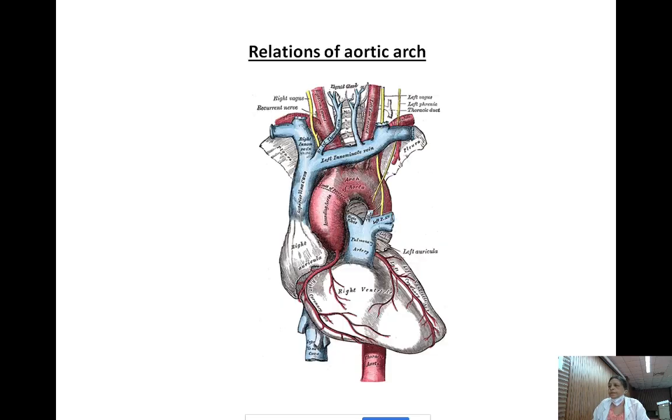Now, what are the relations of the aortic arch? It is very important. It is going from the front to back, from the right to left. So, it has two relations.